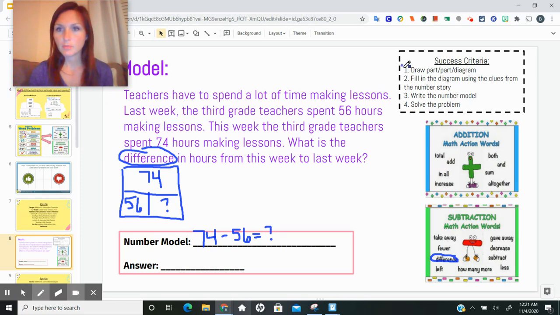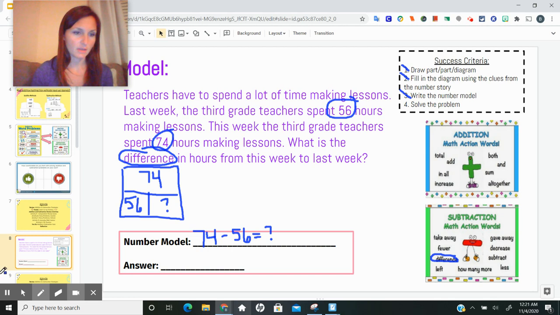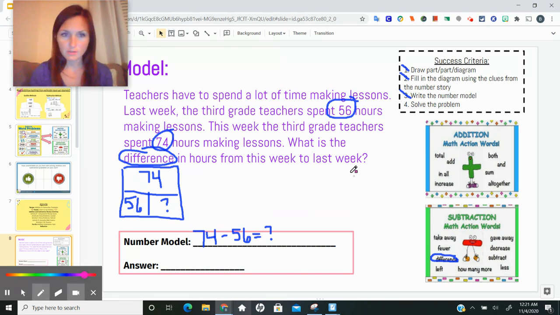So I've drawn my part total. I filled in the diagram using these clue words. Okay, I wrote my number model. So now I need to solve. So let me check. 56, is that right? Yep. 74, is that right? Yes. Okay. So now I'm going to go ahead and solve. All right. So 74 minus 56.